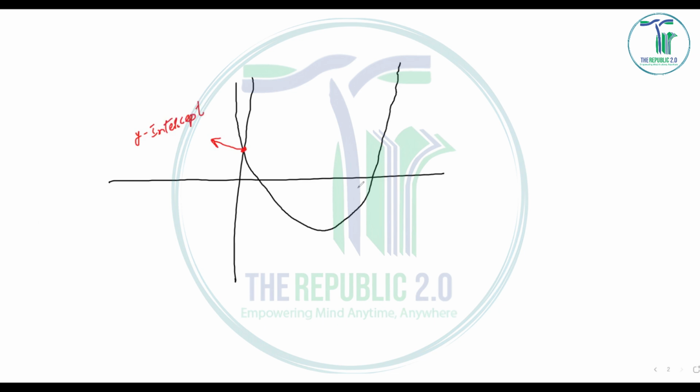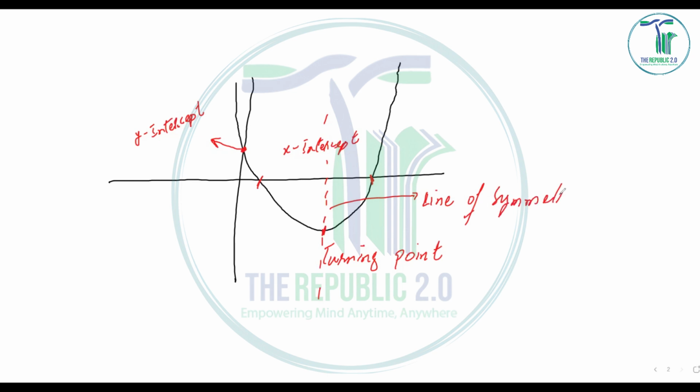Similarly, whenever you're talking about this point and this point, these two are the x-intercepts. So while talking about the parabola, you need to know these x-intercepts. And this point is the turning point, which we also need to know. And remember that the equation of the line passing through this turning point is known as the line of symmetry of a parabola.